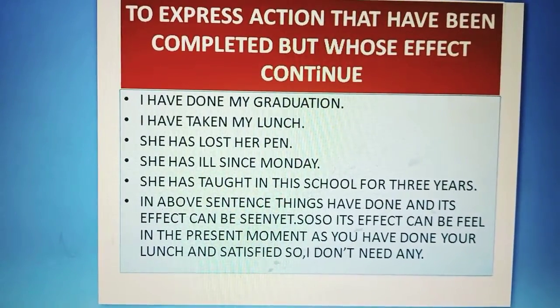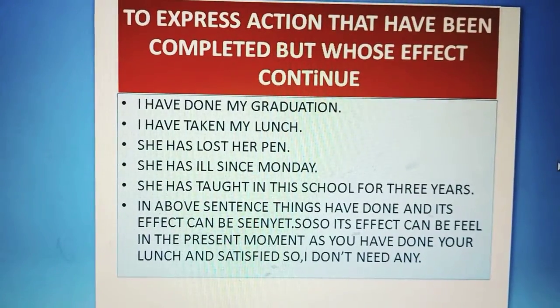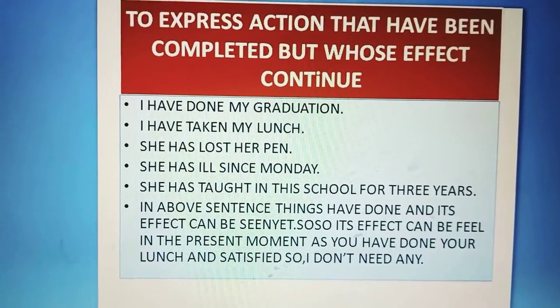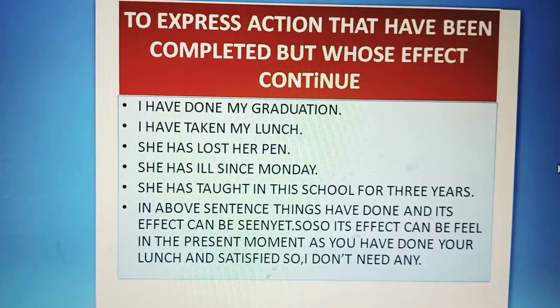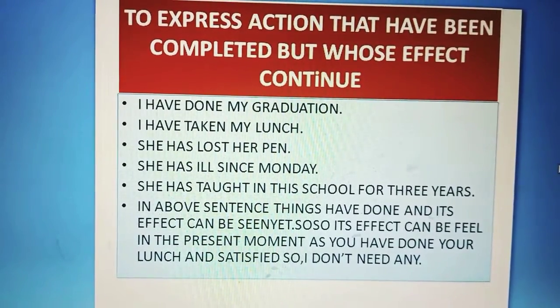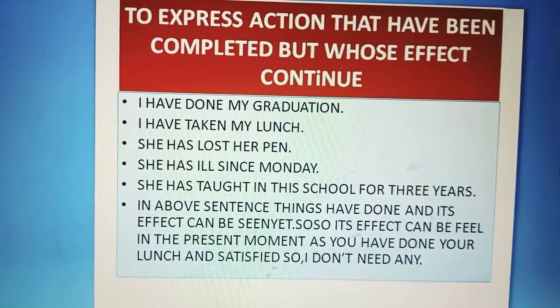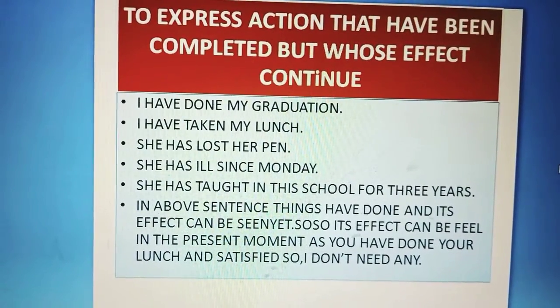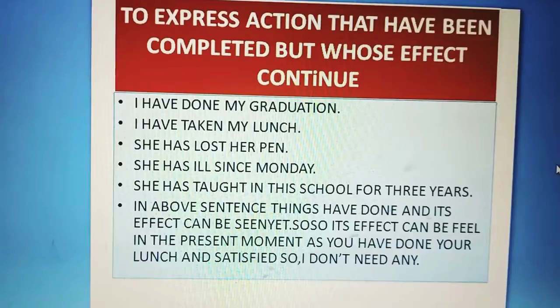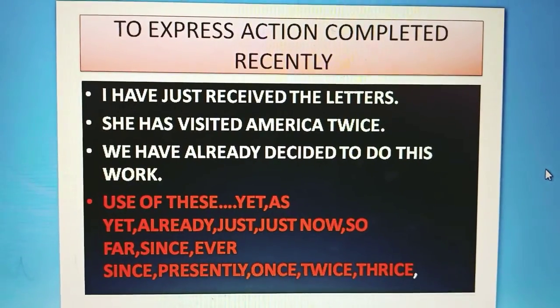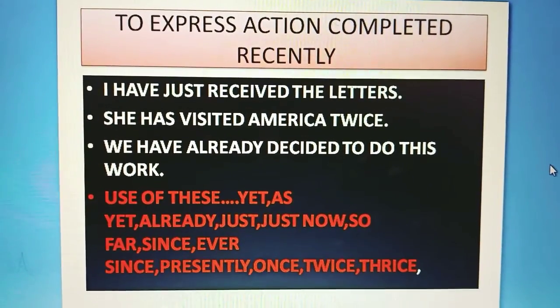In these sentences which are here in front of us, it says that काम तो हो गया है लेकिन इसका जो इफेक्ट है अभी भी महसूस होता है. जैसे ये खाने को लेकर दिया है कि आपने लंच कर दिया है इसलिए आपको भूख नहीं है. You are satisfied, so you don't need any. The same is here with these things. Okay. To express action completed recently, जो अभी आपने खत्म किया actions को.